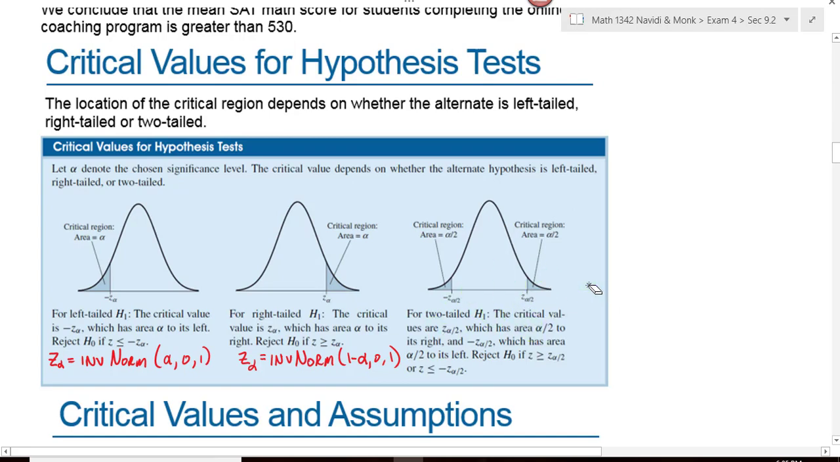If you have a two-tailed test, you can use inverse norm alpha over 2 with a mean of 0 and a standard deviation of 1. But remember, you're going to have two answers, one negative, one positive. This will give you the negative one. Just remember, you've also got a positive one over here. The reason it works this way is because normal distributions are centered at 0 and we have symmetry. And if this area is the same size as this area, this number will be the same as this number, but just have opposite signs.